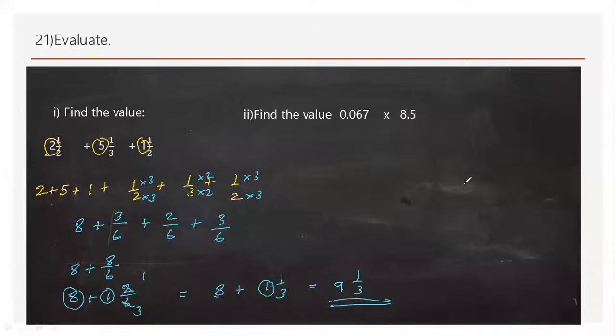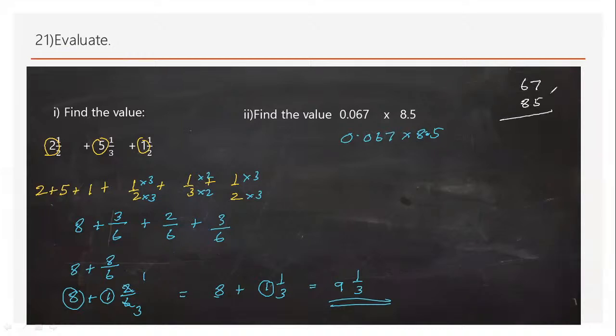Our next question is here. Find the value of 0.067 into 8.5. I already told you several times in my classes that methodically we convert to fractions and do it that way, but it is easy for you to multiply without concern for the decimals.